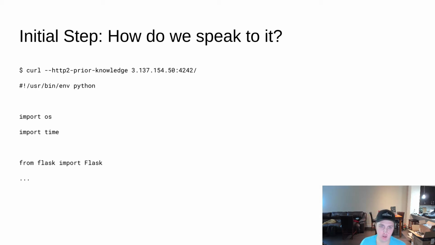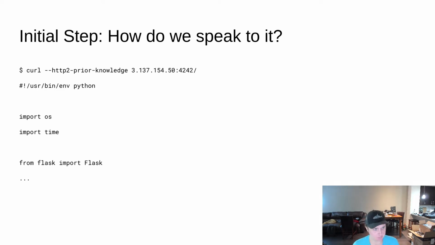HTTP 2 has other modes of working where it can upgrade an HTTP 1.1 connection into an HTTP 2 connection, and then you wouldn't need this prior knowledge flag. But it turns out that the service we're talking to only speaks HTTP 2. It will not respond to our HTTP 1 requests. So that's why this flag is required.